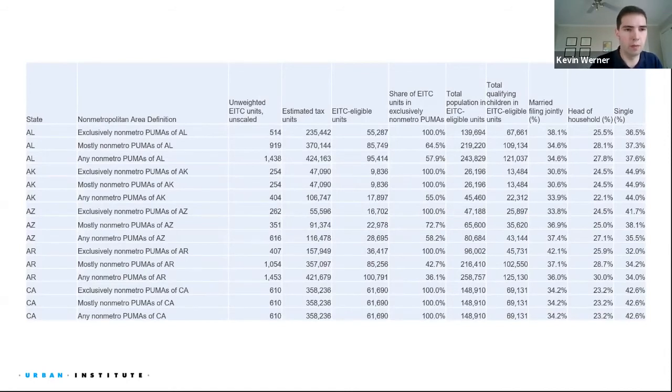You can see the first 3 rows are the 3 different definitions of non-metro in Alabama. And the first column there includes the unweighted sample size, so people can get an idea of the reliability of the estimates. And then we have the weighted estimates, and we include all of the same information as we do for states, metropolitan areas, and counties.